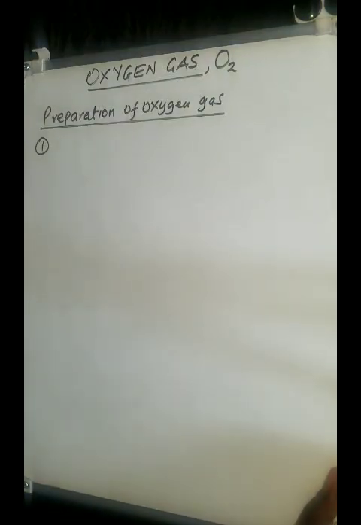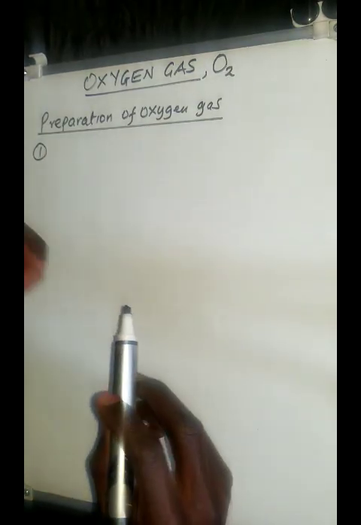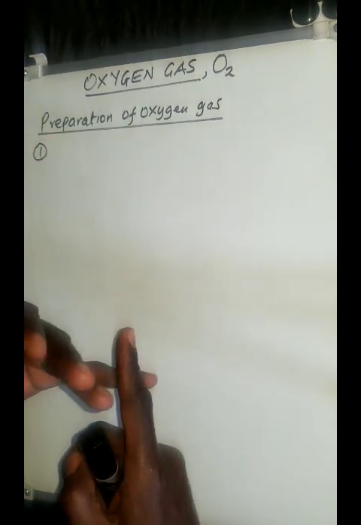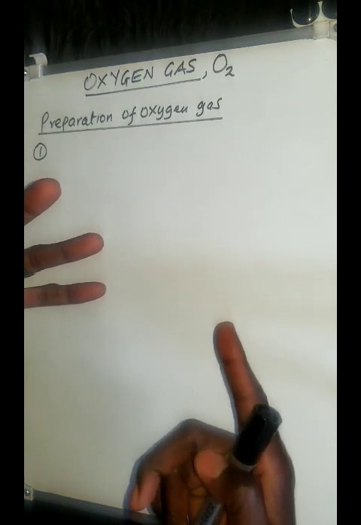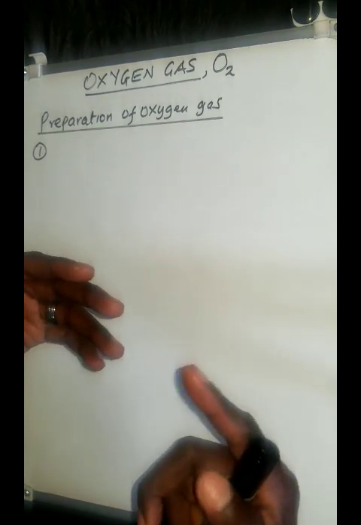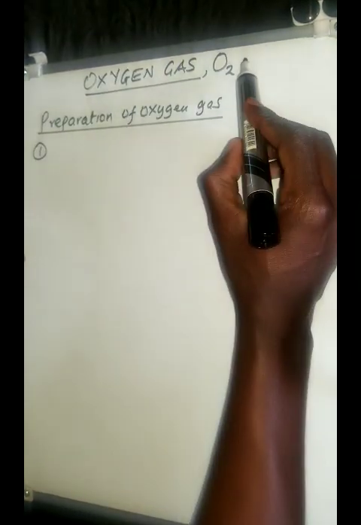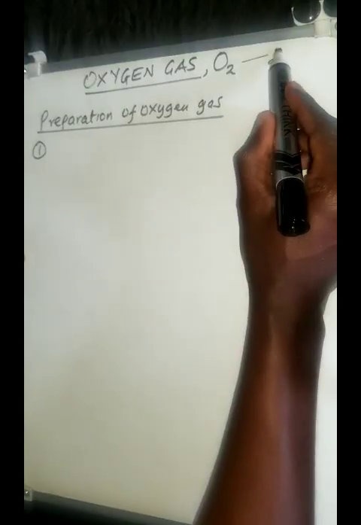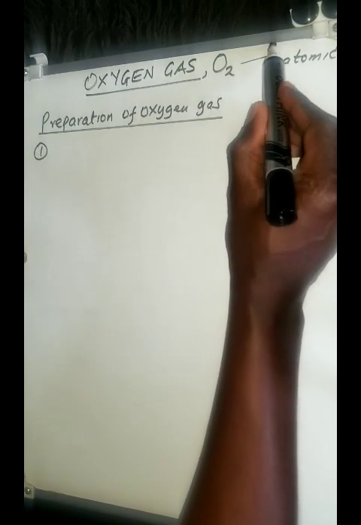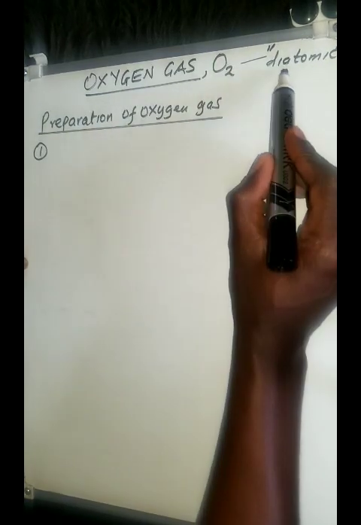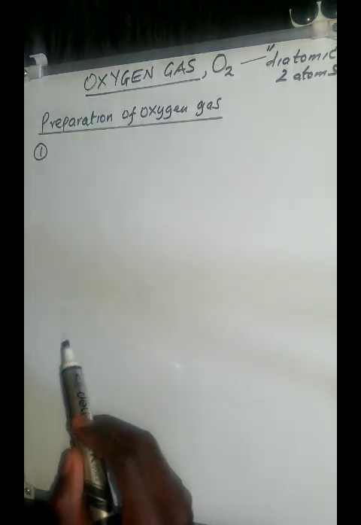So our discussion today focuses on oxygen gas, that is the preparation of oxygen gas. You need to know two ways of preparing oxygen: the laboratory way and also the industrial way. But of course you need to remember that oxygen gas is always diatomic. What do I mean when I say diatomic? Well, that word diatomic simply means two atoms combined. So there are two atoms that have actually been combined.